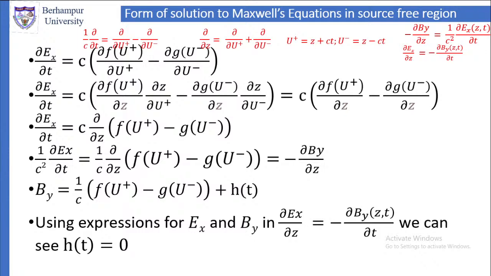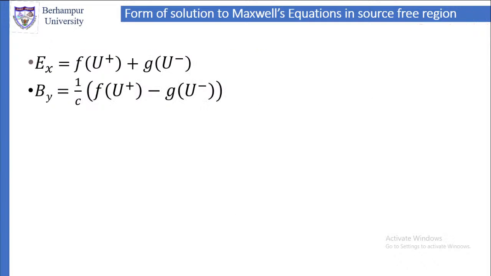Now by using the proper condition, we use the expression for Ex and By in ∂Ex/∂z, which is equal to minus ∂By/∂t. If you use the expression for Ex that we have got and the expression for By that we have got now, in this equation, then that will show us that h(t) is equal to 0. This is very simple, so I am not going to talk about that. So that will give us this.